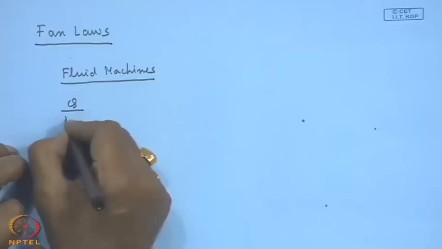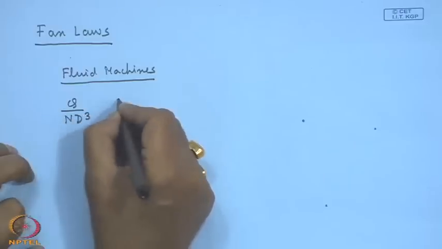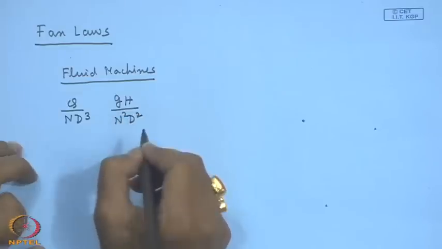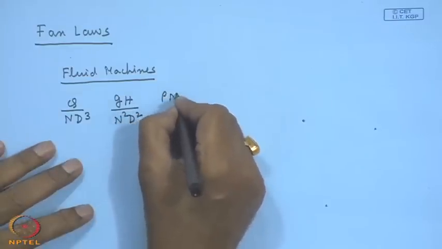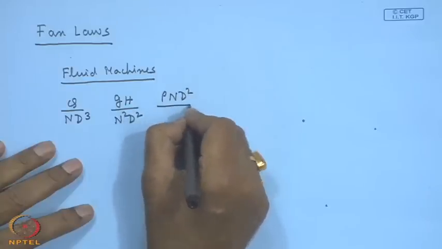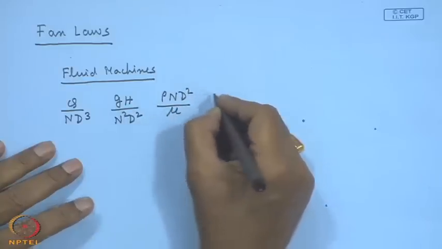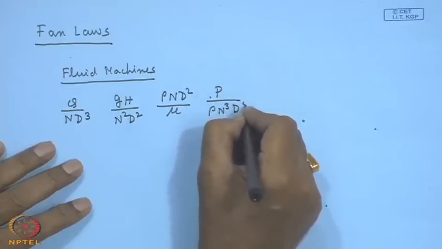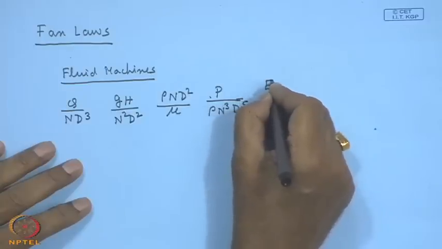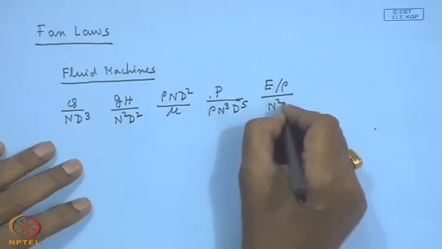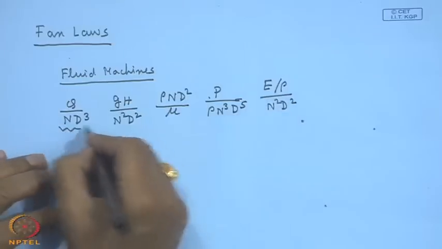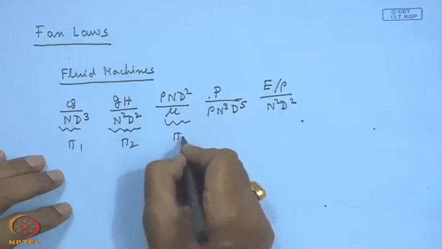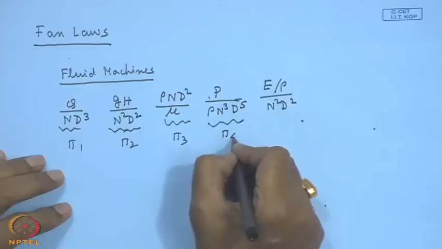Q by n d cubed is one term. Another term is gh by n square d square; there are five terms. Another term is rho n d square by mu. Another term is p by rho n cube d to the fifth. Another term is e by rho divided by n square d square. Now, these are all pi terms. This is pi 1, this is pi 2. This was told at length in one of the earlier classes. There are 5 terms.